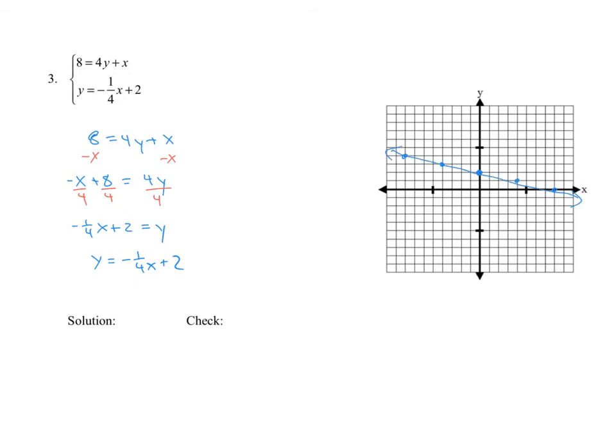And now if I graph the other line, it's actually exactly the same equation. So if I plot it, it's going to also have a y-intercept of 2 and a slope of -1/4. So the second line is landing right on top of my first line. We call this a dependent system, and it has infinitely many solutions.